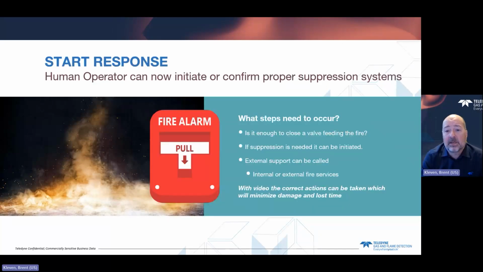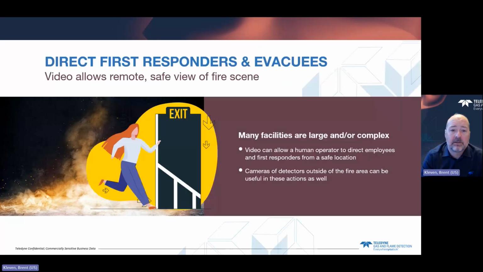Again, the human operator can decide what to do, what steps need to occur. So for example, rather than starting a suppression system, maybe we just need to close a valve feeding fuel to the fire. That may be a much better solution. And by having the video, we can actually see if that might be a solution, and if we take that step, is it enough? If it is, fantastic. If it's not enough, now maybe we need to start the suppression system. Again, we can call external support and bring people in. So this video allows the right actions to be taken once a fire has been confirmed.